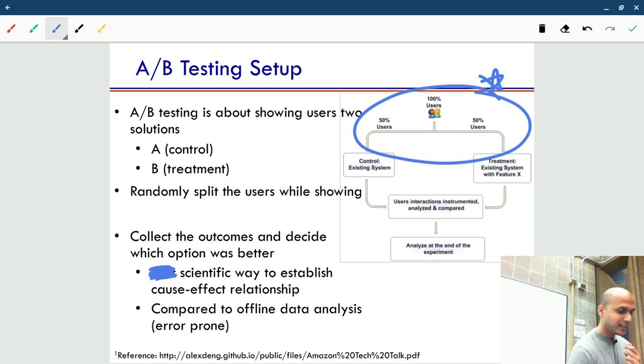And I cut out "best" because sometimes it's not the right thing to do. Over the past 10 years, people have been looking at what's the best way to measure cause-effect relationships. There's a whole field of causal inference. And in some corner cases, this way of A/B testing, randomly splitting users and measuring the causal effect, is not optimal. Okay, is not the right thing to do. That's why I cut out "best." But that's a research or a second order question.